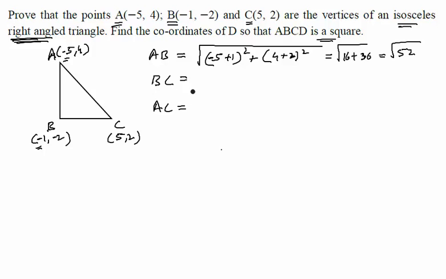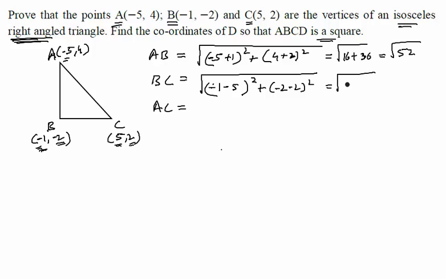Further, let us calculate BC. BC is under root of (x1 minus x2) whole square, which is (-1 minus 5) whole square, 6 square, plus (-2 minus 2) whole square. Now you should get again the same value. This is 36 plus 16, which should again give you under root of 52.